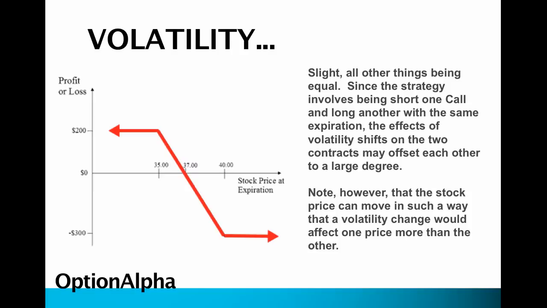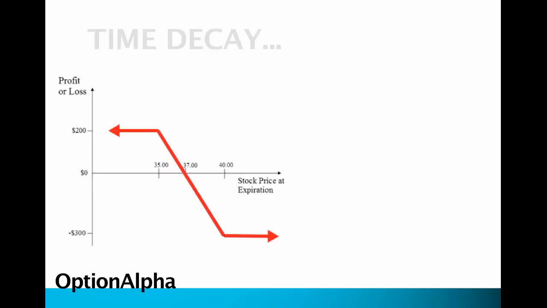Volatility is going to have a slight impact on this particular strategy. Again, since we are short one option and long another option, volatility is more or less going to offset each other to a large degree. However, since this is a net selling strategy and we're taking a premium, volatility overall is going to have a slightly negative impact on the strategy.